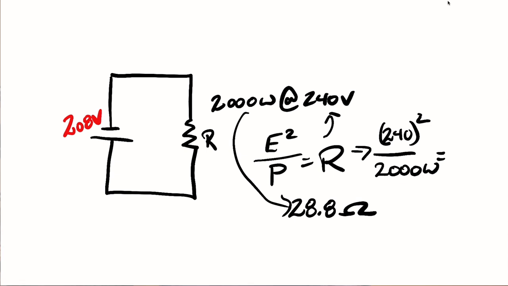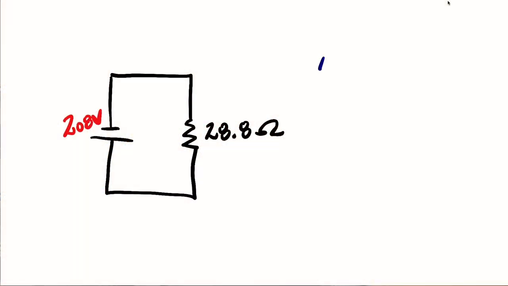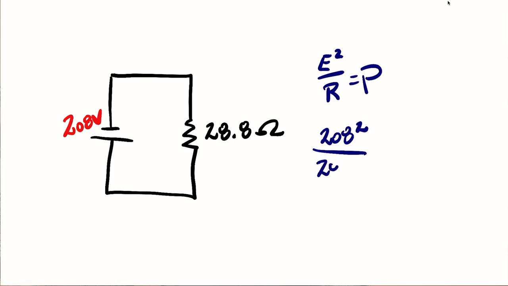All right, so we can cut the rest of this out now because we know what this resistance is. Let's get rid of all of this. Whoops, delete that out of there. We'll erase this. We know that this has a resistance of 28.8 ohms, but now we're not putting 240 volts on it, we're putting 208 volts on it. So we go back to that formula we were talking about earlier. We know that the formula for power is E squared over R equals P. We have our E squared, 208 squared, over R, which now we know is 28.8, equals P.